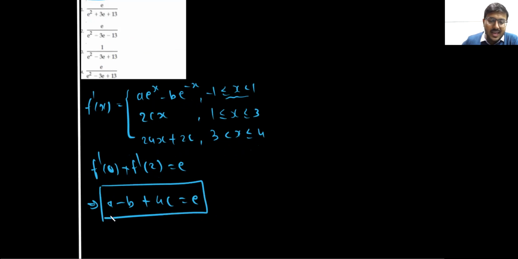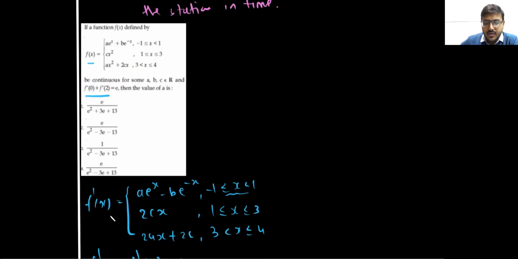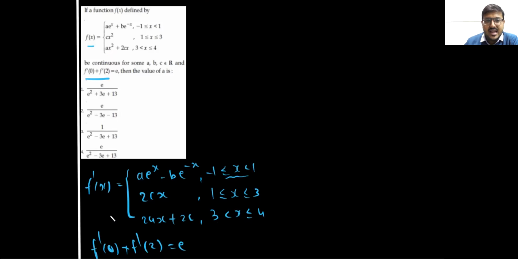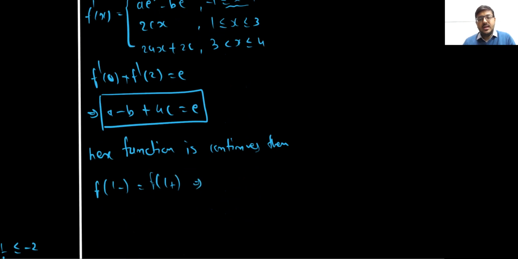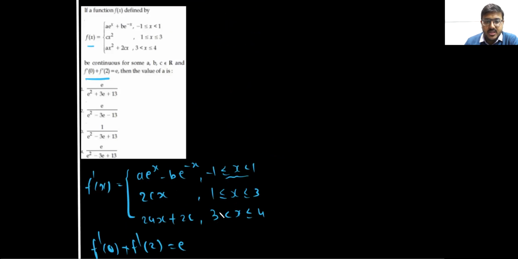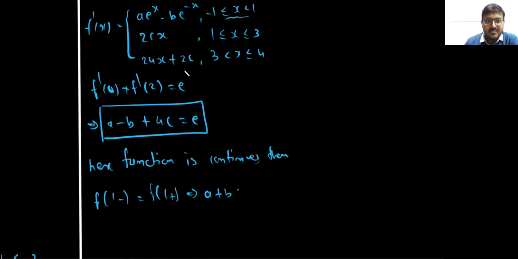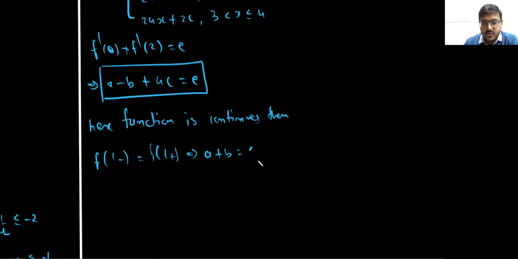Right? So now my aim is to get B and C first of all. So how do I get them? Here we have given that the function is continuous. Then f of 1 minus is equal to f of 1 plus. I'm using the direct condition at point 1. So 1 minus, that is A plus B, and 1 plus, that is C. So the first thing is A plus B is equal to C.